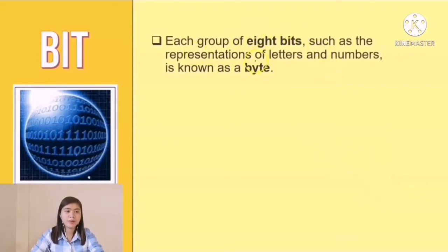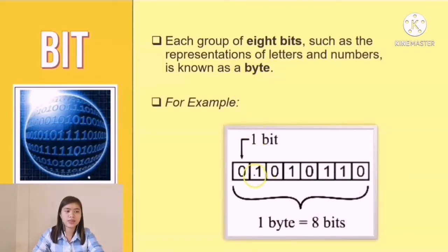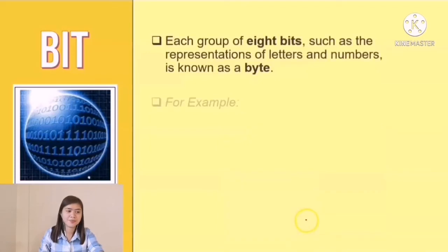Okay, each group of 8 bits, such as representations of letters and numbers, is known as a byte. So this was already mentioned earlier. This is an example. Let us count how many bits this is. 1, 2, 3, 4, 5, 6, 7, and 8. So this is 8 bits, wherein 8 bits is equivalent to 1 byte.